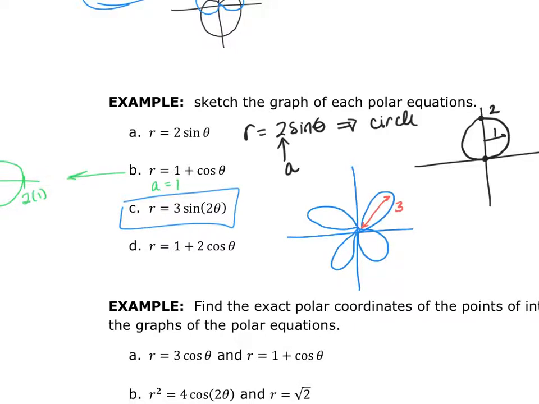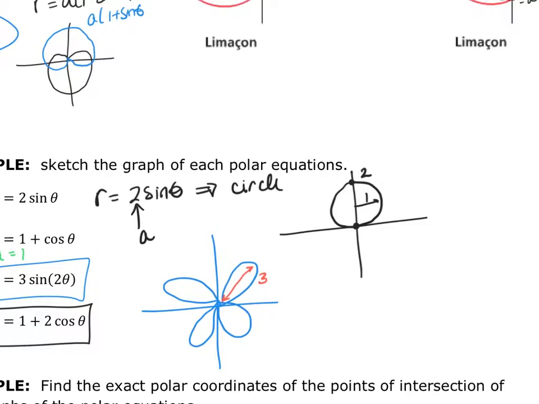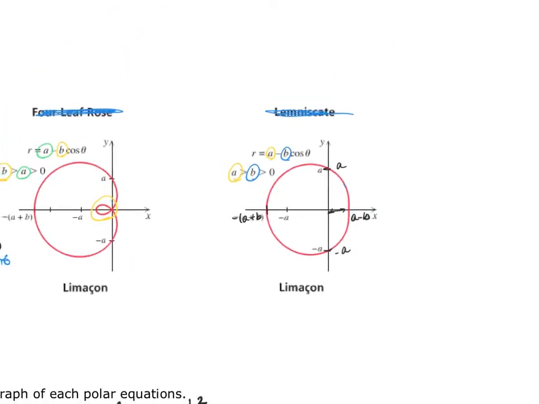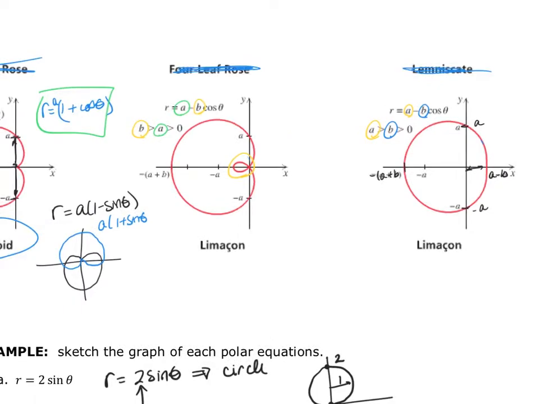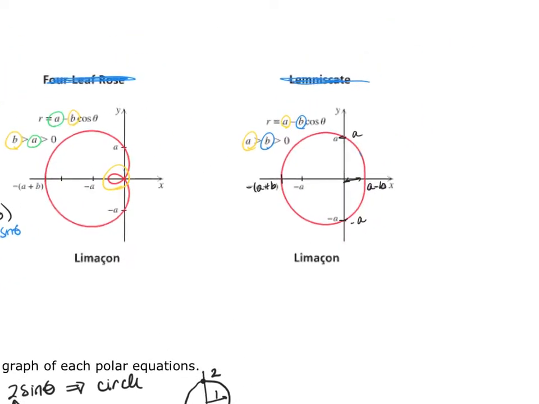And then lastly, I have this shape. With this shape, what I have is either a limaçon with a loop or a limaçon without a loop. So I either have this one or I have this one. It's one or the other of these.